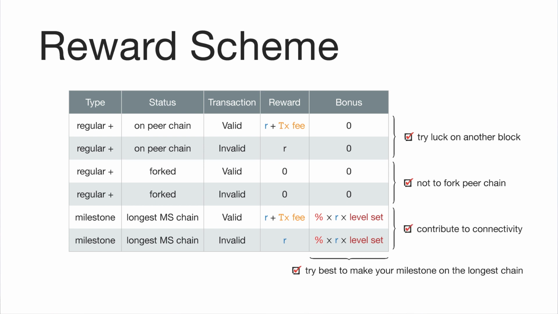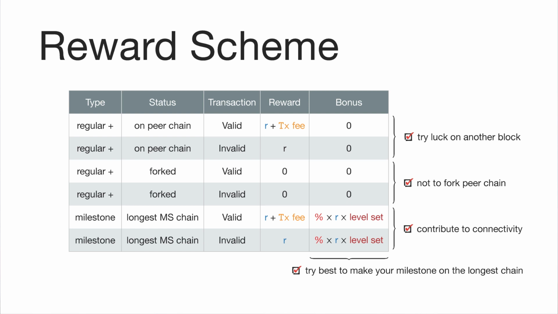The bonus is going to be a percentage of all the blocks. For example, if there are 10,000 blocks in your level set, then it is 10,000 blocks times R, the reward for a single block, times a certain percentage. This is a relatively huge reward for those miners who are lucky and contribute to an effective milestone. We hope this kind of reward scheme will prevent the three issues that we mentioned earlier on.